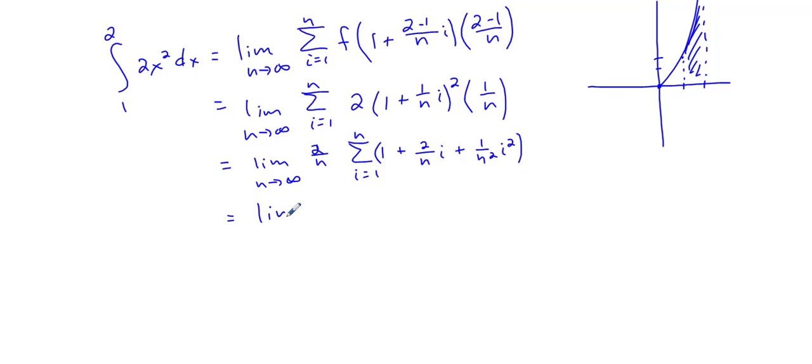Limit as n goes to infinity, so it'll be 2 over n. Okay, now let's distribute your sigma to each term. Sigma i equals 1 to n of 1. Sigma i equals 1 to n of, okay, 2 over n can go in front, and then of i. And then the 1 over n squared can go in front.